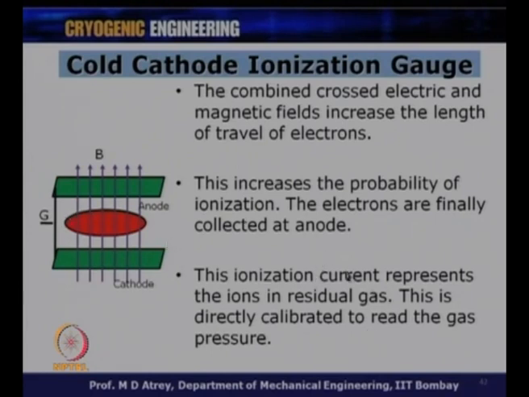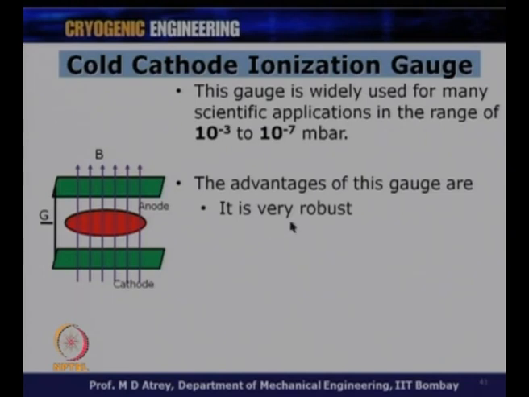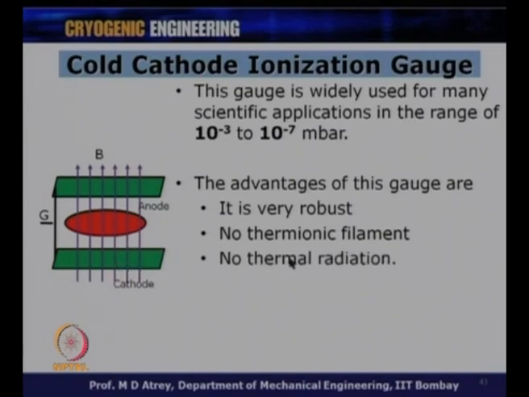And this is the principle on which the cold cathode ionization gauge, or the penning gauge, works. This gauge is widely used for many scientific applications in the range of 10^-3 to 10^-7 millibar. The advantages of these gauges are that they are very robust, with no thermionic filament. The biggest advantage is that there is no filament, no heating of a filament, and therefore no filament needs to be sacrificed or burnt. So you have a simple cathode and anode, no thermal radiation, no heating business involved.